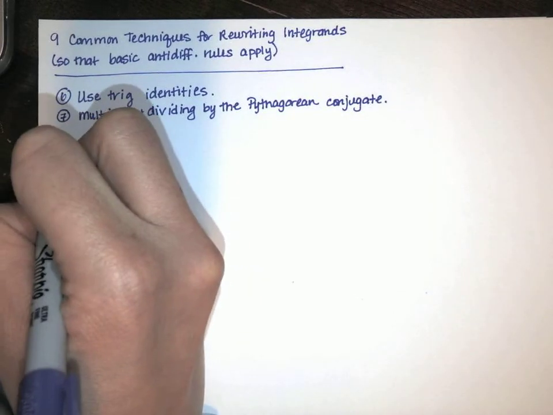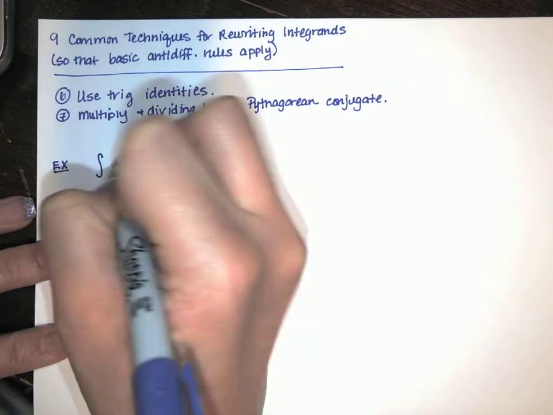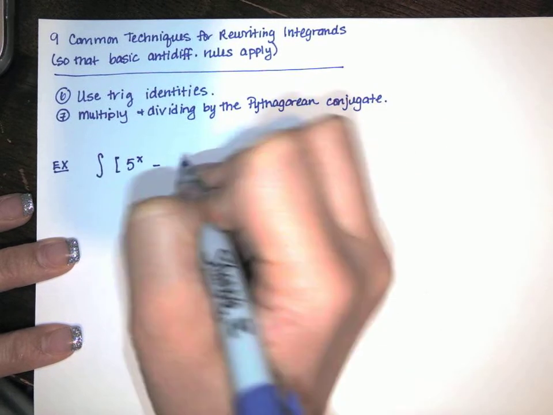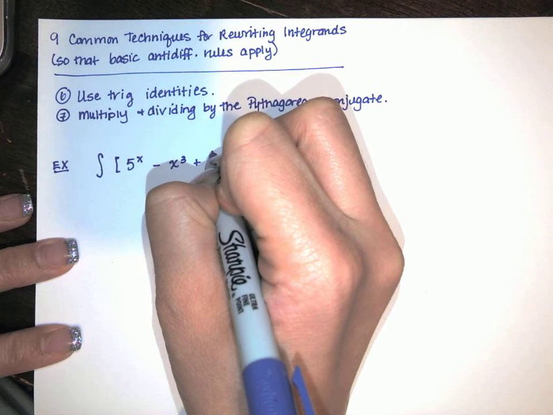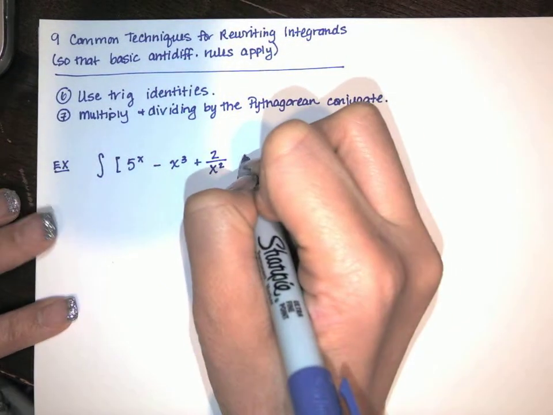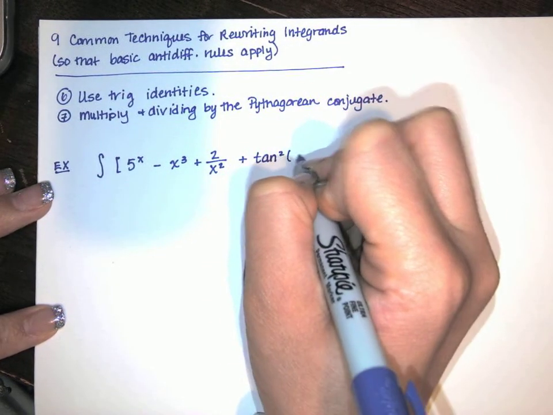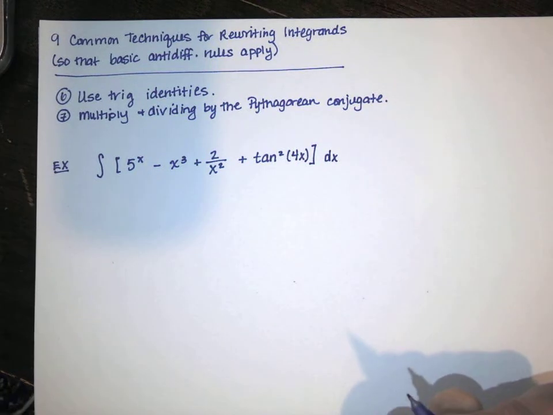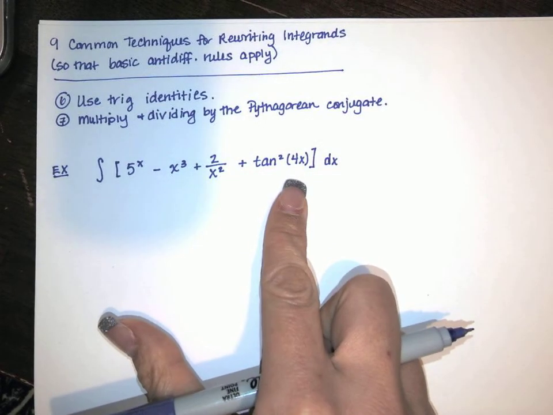So here's a simple example of one where you might use trig identities. Maybe you just have the integral of 5 to the x minus x cubed plus, say, 2 over x squared plus tangent squared of 4x. Okay, obviously trig identities are not relevant to these 3 terms, but trig identities are relevant to this one.